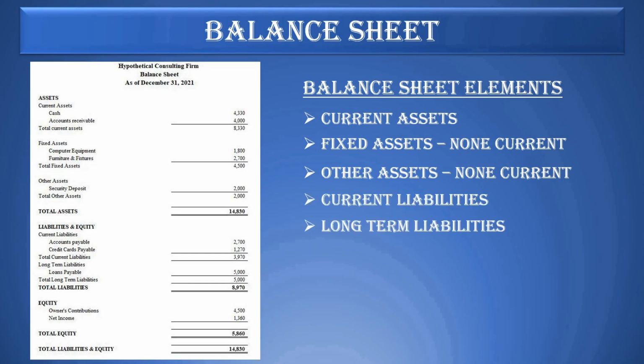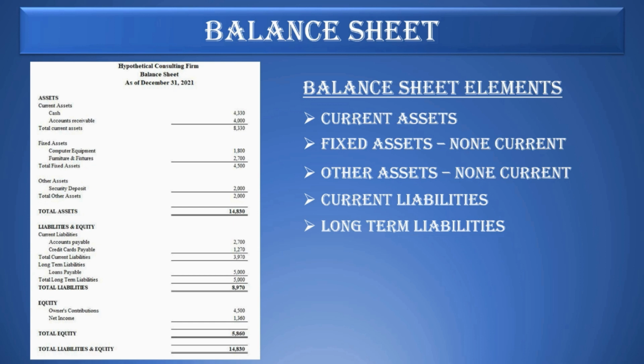Let's move on and take a look at our liabilities. Just like assets, liabilities are split into current liabilities and non-current or long-term liabilities. Current liabilities are expected to be satisfied within the next year or the next operating cycle. Our current liabilities are comprised of accounts payable of $2,700 and credit cards payable of $1,270. The transactions that affected the balance of accounts payable were the $1,800 purchase of computer equipment and the $2,700 purchase of furniture. Since the $1,800 portion of this balance was paid to the vendor before the date of the financial statements, our ending balance of accounts payable is $2,700.